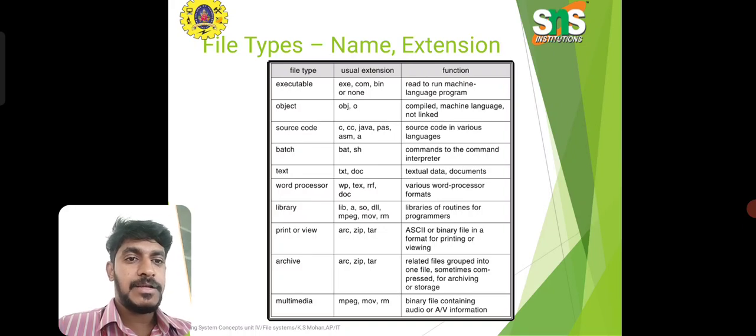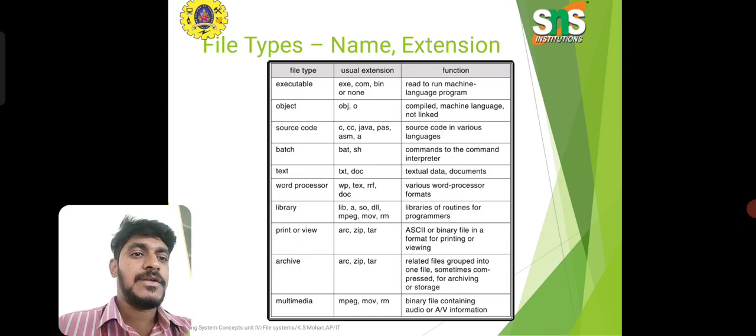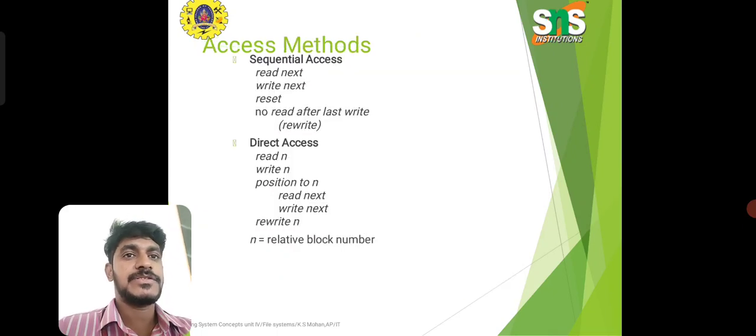Multimedia files may be a normal video file, or MPEG or MOV. It is a binary file containing audio or AV information. So the usual extension will vary across different files, up to the extension, and multimedia may be a binary file containing audio or AV information.